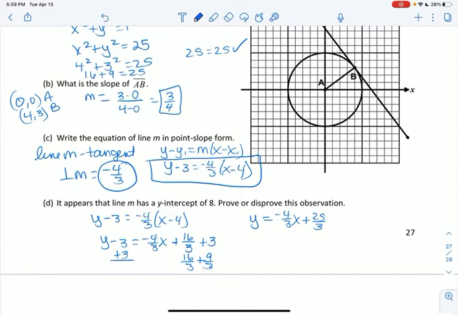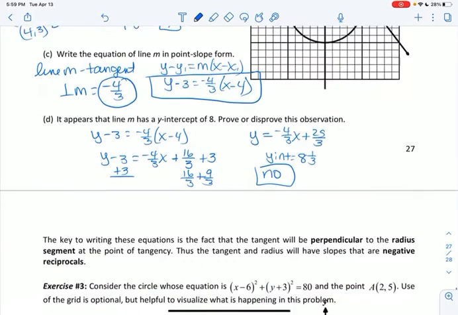Well, that doesn't go in evenly, so it definitely does not have a y-intercept of 8. 25 divided by 3 is 8 1/3, so it's close, but it does not have a y-intercept of 8. No, would be my answer. Okay? All right, next page.